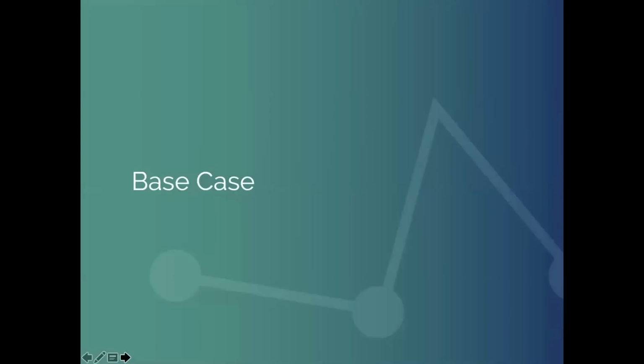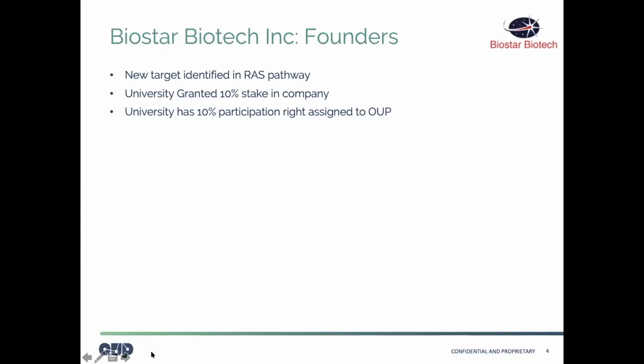So we'll start with our base case, a very simple case. As with many university spinouts in biotech, there was a new biology insight, a new target identified in the RAS pathway. The university was granted a 10% equity position in the company, a founder stake based in the license agreement, and the university has a 10% participation right that was assigned to OUP. So pretty standard table stakes here.